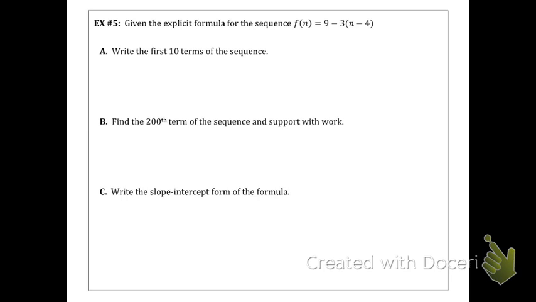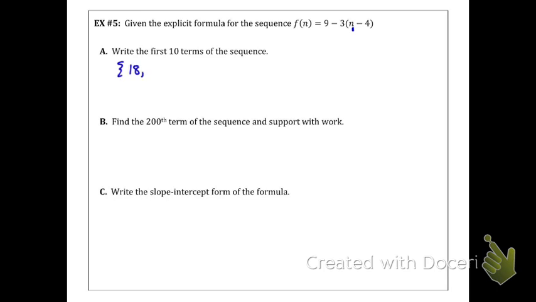All right, example 5. It says given the explicit formula for the sequence f of n equals 9 minus 3 times n minus 4, write the first 10 terms of the sequence. All right, so I'm not going to write a sub 1 equals, a sub 2 equals, all that. I'm just going to write out the first 10. So if I plug in 1 here, 1 minus 4 is negative 3, times negative 3 is 9, plus 9 is 18. So my first term is going to be 18.